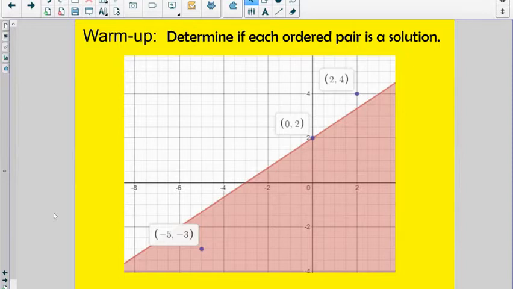Hi, for today's warm-up, I'd like to have you take a look at the graph on your screen and determine if each ordered pair is a solution or not.